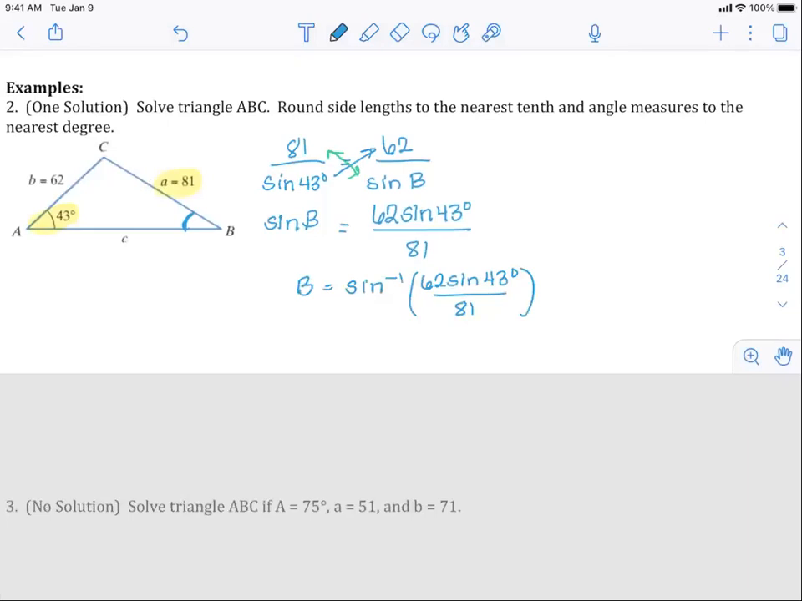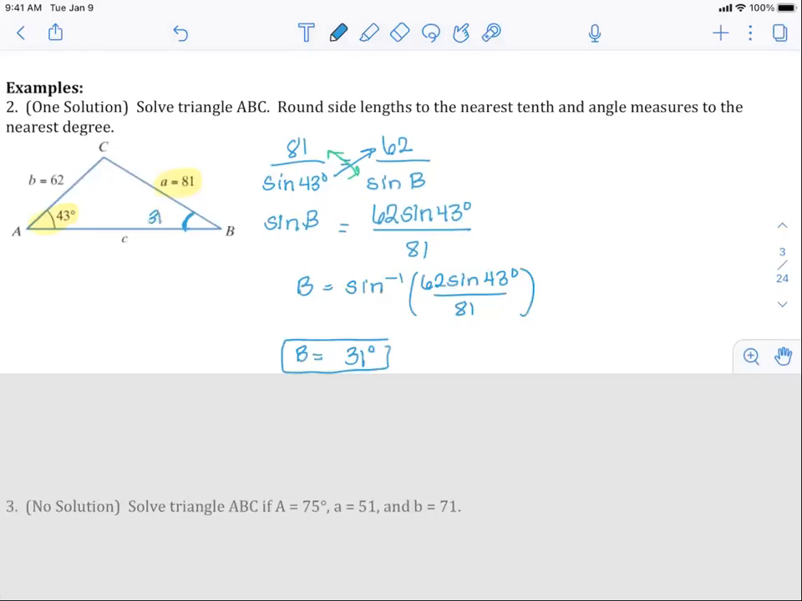We get second sine inverse, 62 sine 43. Make sure you close those parentheses, divided by 81, close those parentheses. And you should get that B is 30, what does it say? Angle measures to the nearest degree, bless you. So that would be 31 degrees for B.